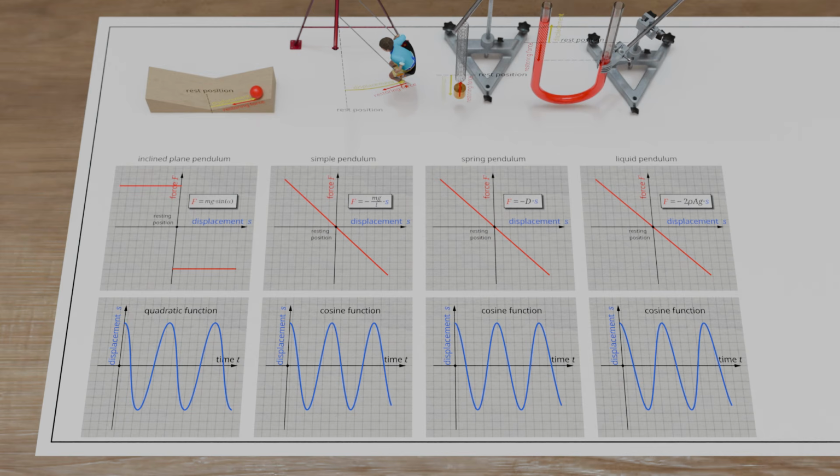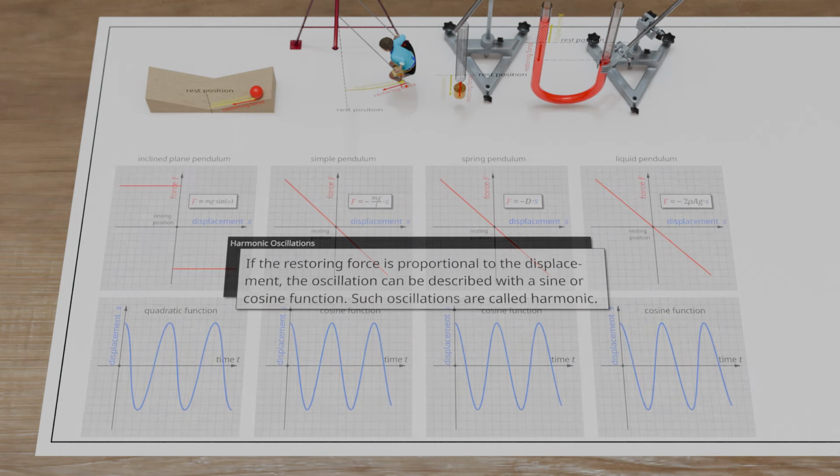The motion of the ball on the inclined plane, however, is a non-harmonic oscillation because the restoring force is not proportional to the displacement. Therefore, it cannot be described with a sine function. In general, this also applies to the simple pendulum unless only small displacement angles are considered. So note, if the restoring force is proportional to the displacement, the oscillation can be described using a sine or cosine function. Such oscillations are harmonic.